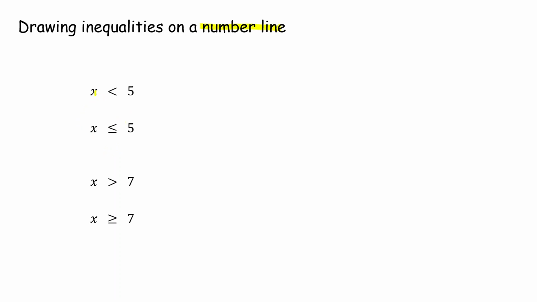This first one, how do we read this? This reads x is less than 5. And today we're showing how we express this on a number line because inequalities show a range of values. So if x is less than 5, we can show it on a number line something like this. So your number line is here. We're looking at less than 5.